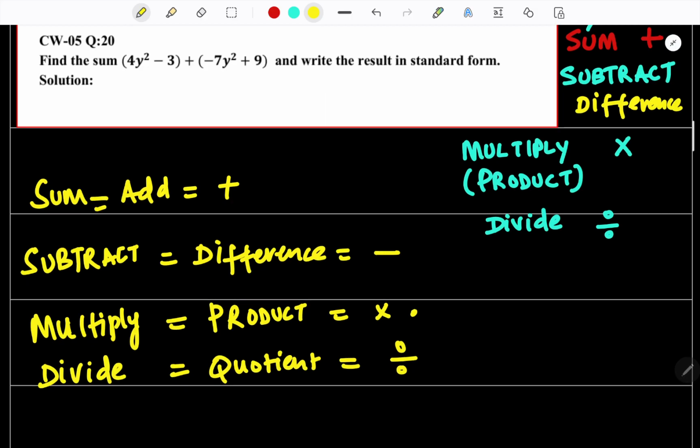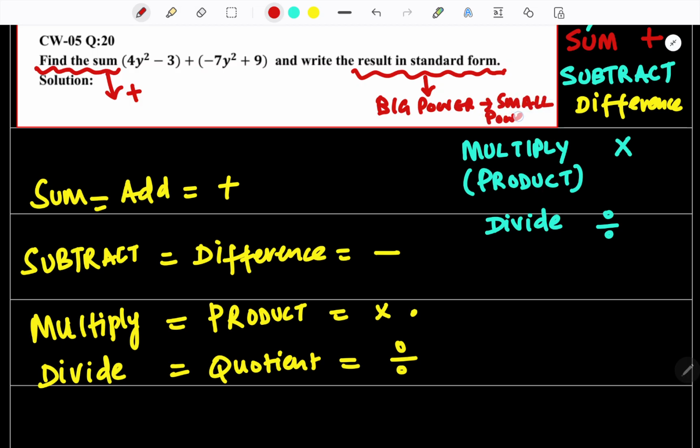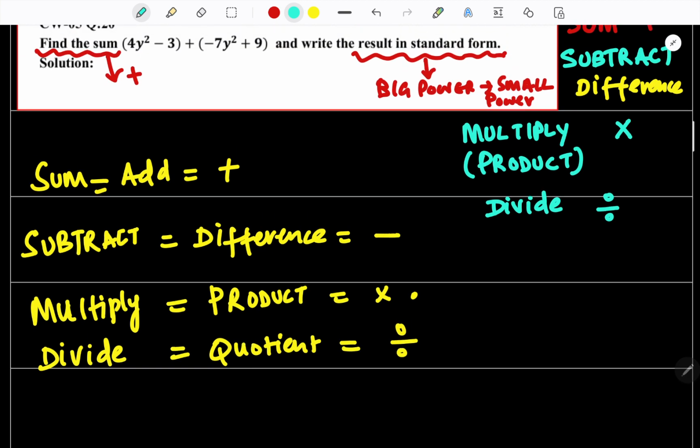Find the sum. The question is to find the sum. Sum means plus. And write the result in standard form. What is standard form? Big power to small power. Clear, everybody? Big power to small power. Right, let's start the question. So what is the question? 4y square minus 3 plus minus 7y square plus 9.